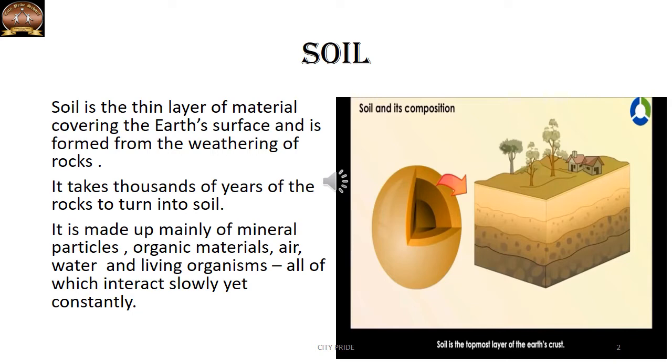The soil is the thin layer of material covering the earth's surface and is formed from the weathering of rocks. Please remember that to form a 1 centimeter thin layer of soil, it takes thousands of years for the rocks to turn into soil. It is made up of mineral particles, organic materials, air, water, and living organisms, and all of them interact slowly but constantly with each other.